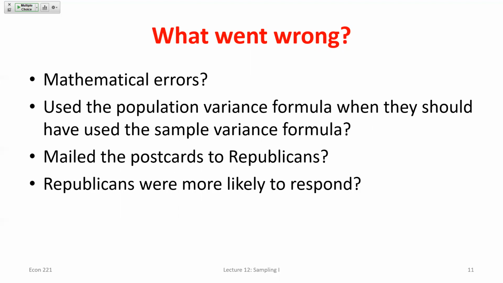Maybe Republicans are just more likely to respond, right? So I sent these 10 million mailers out, 5 million to registered Republicans, 5 million to registered Democrats. No Democrats sent them back, and 2.5 million of the 5 million Republicans sent them back. Well, that wasn't my fault. I sent them out equally. I just got a bad response rate from one of these groups. Okay? So both of these things you can think about as biases, right?